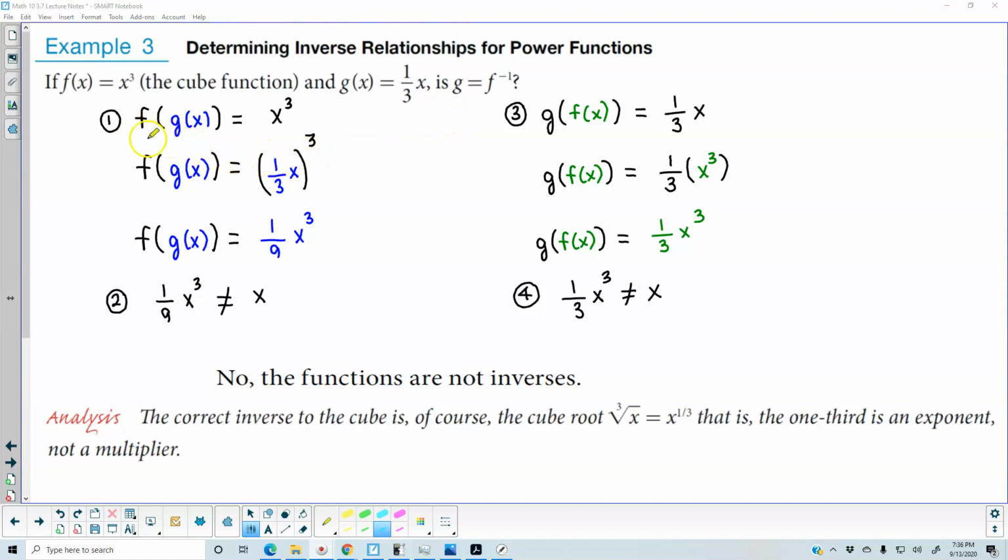Now, if we have f of g of x, which is equal to x cubed, we know that f of x is equal to x cubed, so that is the outside function. The input is g of x, and we know that g of x is equal to 1/3 x. So that means the input we need to put in for x is 1/3 x, and then we need to cube it.